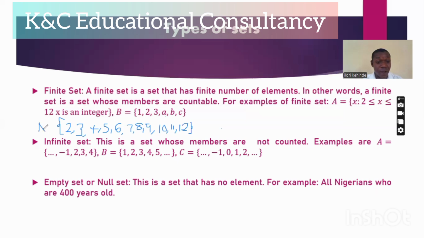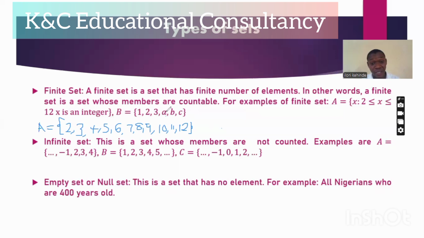Now look at this set B. Before I move on to describe set B, note that set A is also bounded below and bounded above. Starting from the lower bound, I have a minimum value of 2 and a maximum value of 12.